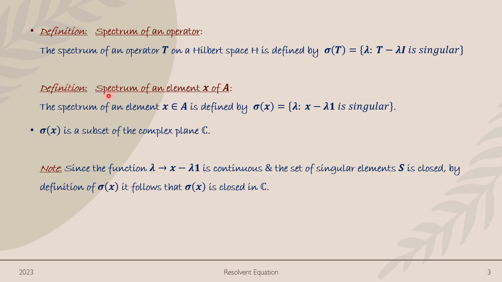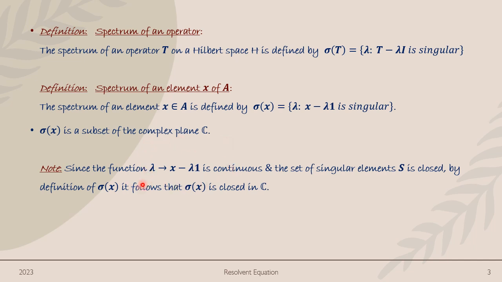Next, definition: spectrum of an element X of the Banach algebra A. Similar to the spectrum of an operator, we can define the spectrum of an element X of A. The spectrum of an element X belonging to A is defined by sigma of X equals the set of lambda such that X minus lambda 1 is singular. Clearly, the lambdas which satisfy that X minus lambda 1 is singular, the elements of sigma X, are all complex numbers. So sigma X is a subset of the complex number system, or a subset of the complex plane C.